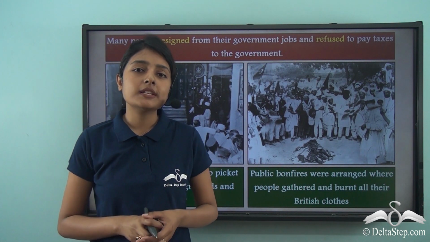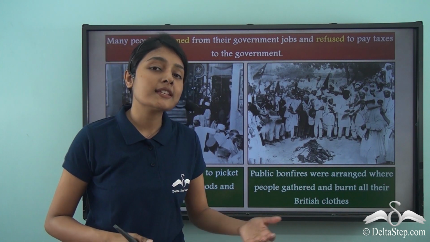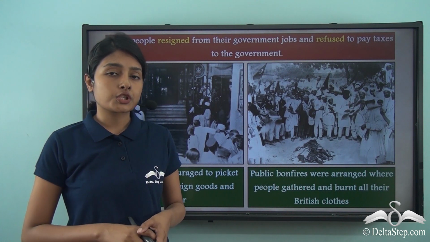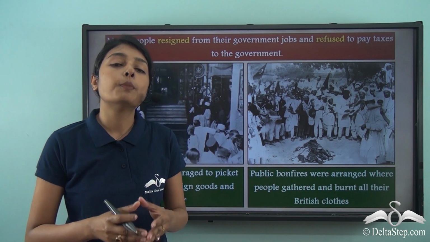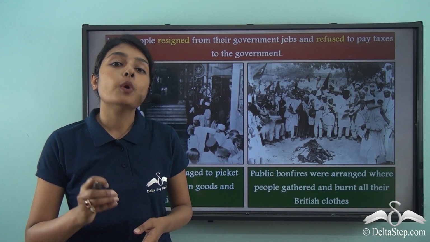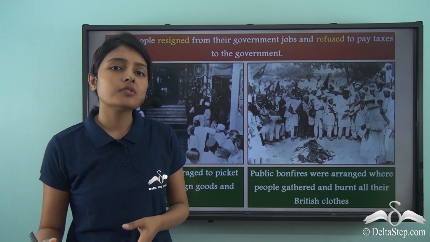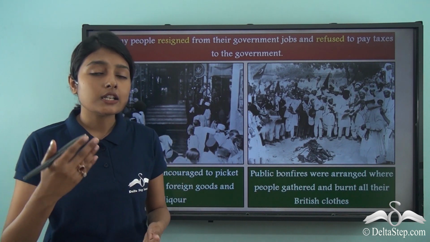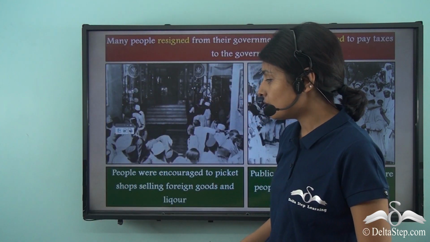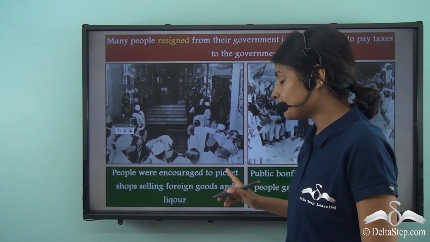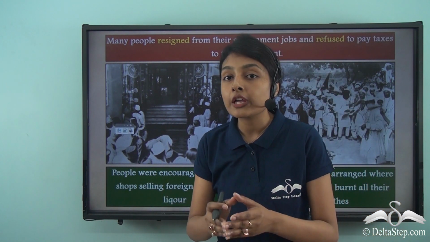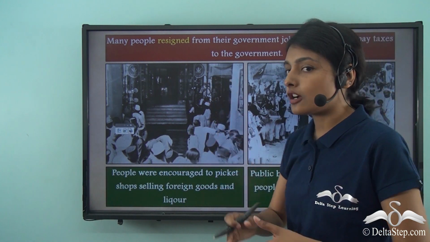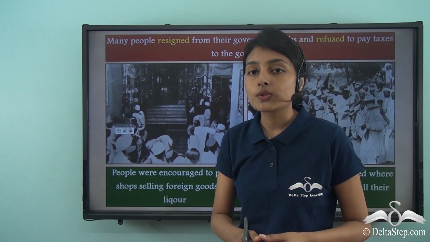Now, this civil disobedience movement was even more widespread than the non-cooperation movement. Because in the non-cooperation movement, we learned that the Indians were called upon to boycott foreign goods, to boycott government colleges, schools and other institutions. And along with that, in the civil disobedience movement, people were encouraged to picket shops selling foreign goods and liquor. So it was not just boycotting, but this time it was picketing of shops that sold foreign goods and liquor.